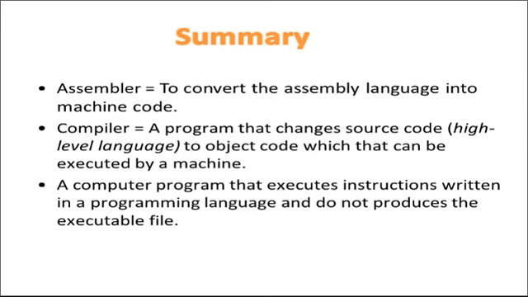This is just a summary. Assemblers convert the assembly language into machine code. Compilers are also converting the source code into an object code and create an executable file. An interpreter takes one instruction at a time and converts it into machine code, but it will not produce an executable file.